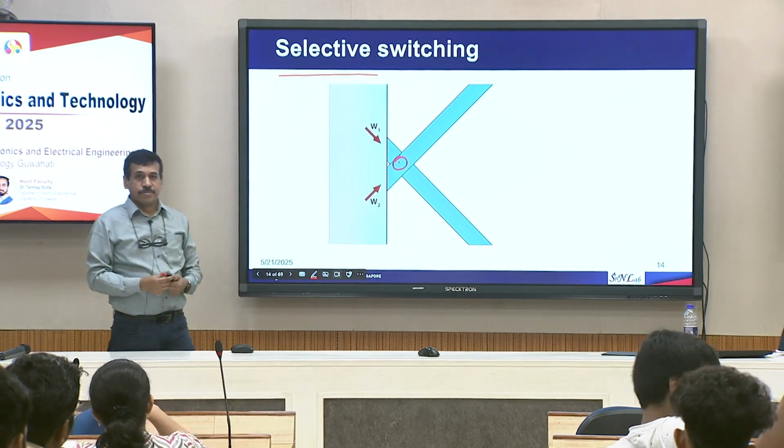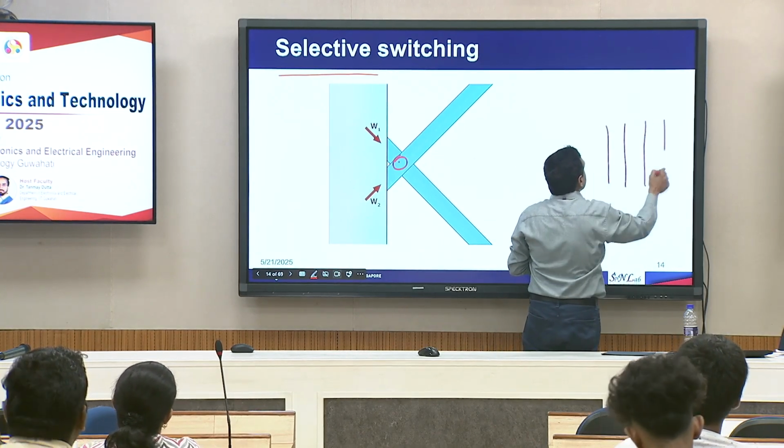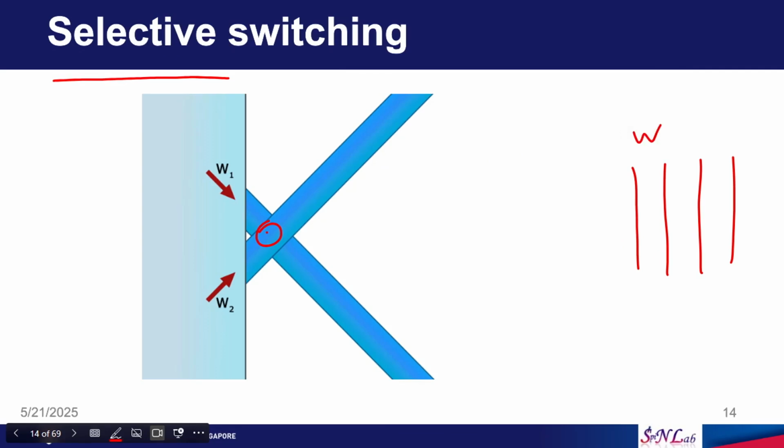In the array of many MTJs, maybe we can select one particular one which we want, and leave the others. Yes, exactly. So you have an array of, I mean, you have write lines and bit lines. So let's say we call this the write line, and we call these the bit lines.